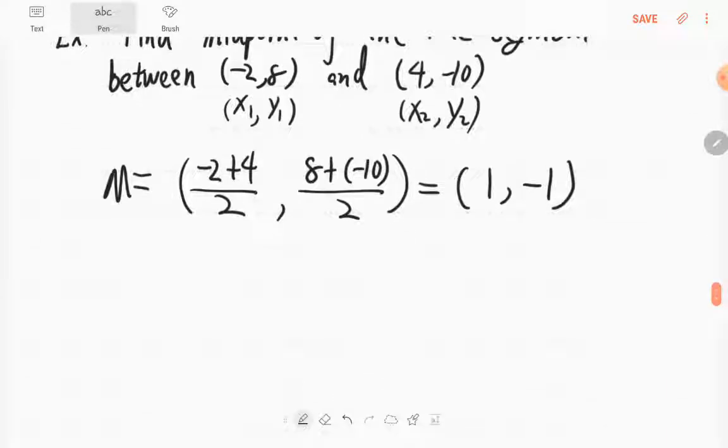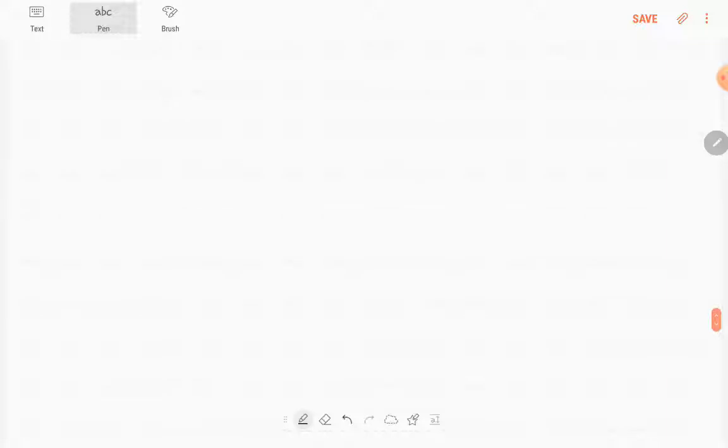Next we want to look at how to translate the points in the plane. Translating.